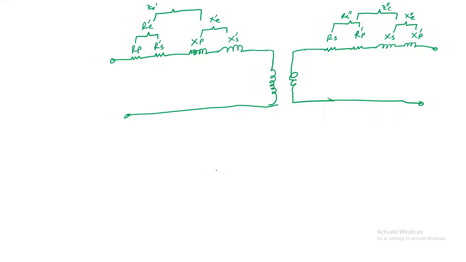Very clear. So this is your equivalent resistance. If these two are one, these two become one, this is named R equivalent single prime, and these two become one, X single prime.